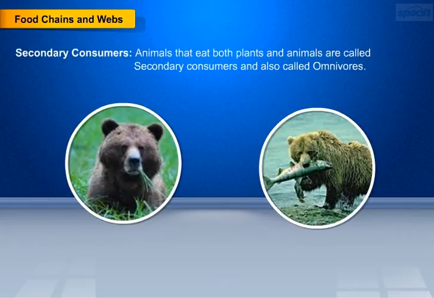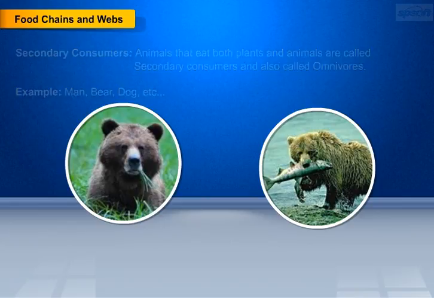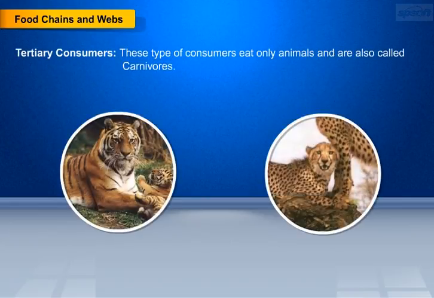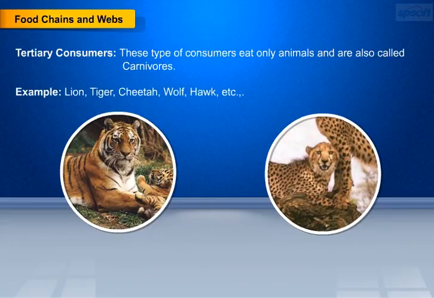Secondary consumers. Animals that eat both plants and animals are called secondary consumers or omnivores. Examples are man, bear, dog, etc. Tertiary consumers. Animals which eat only animals are called tertiary consumers or carnivores. Examples are lion, tiger, cheetah, wolf, hawk, etc.